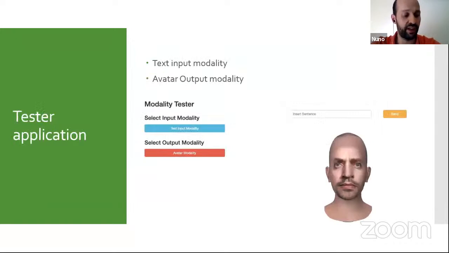So here we have the screenshots of the avatars. On the top, there's the text input modality, which is just a text box and a button to send the message. And the avatar modality is our realistic avatar, which is the face of a colleague of ours.